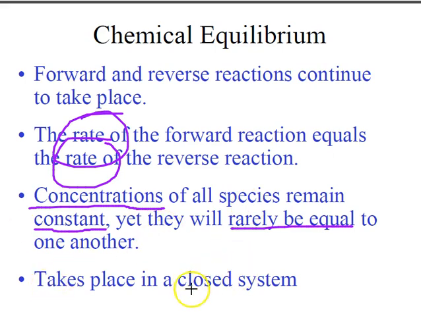Chemical equilibrium has to take place in a closed system, like we saw with the towel. If it's open to the atmosphere, then those molecules will leave and they won't be there to complete the reverse reaction. So we need a closed system, we need a reversible reaction, and we're going to get to a point where our rates are equal and our concentrations will remain constant, but not equal.